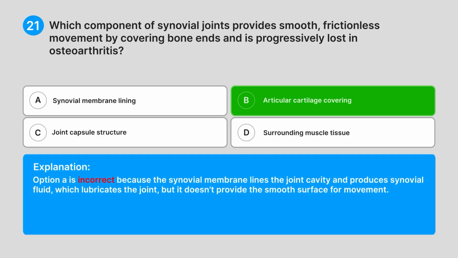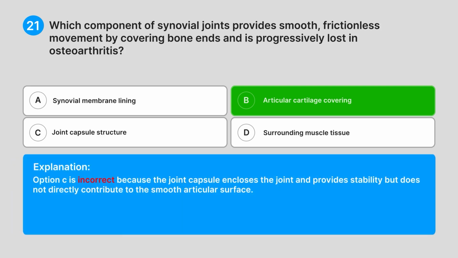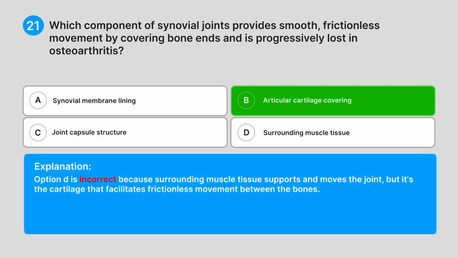Option A is incorrect because the synovial membrane lines the joint cavity and produces synovial fluid, which lubricates the joint, but it doesn't provide the smooth surface for movement. Option C is incorrect because the joint capsule encloses the joint and provides stability but does not directly contribute to the smooth articular surface. Option D is incorrect because surrounding muscle tissue supports and moves the joint, but it's the cartilage that facilitates frictionless movement between the bones.